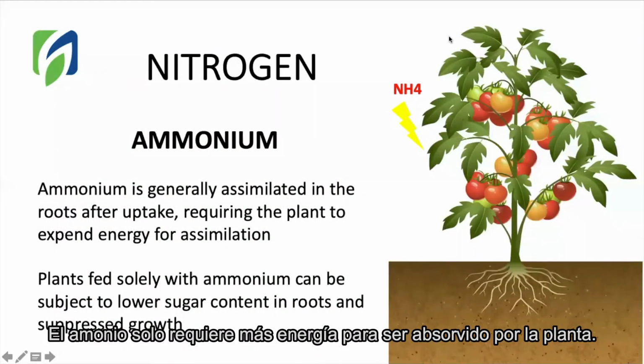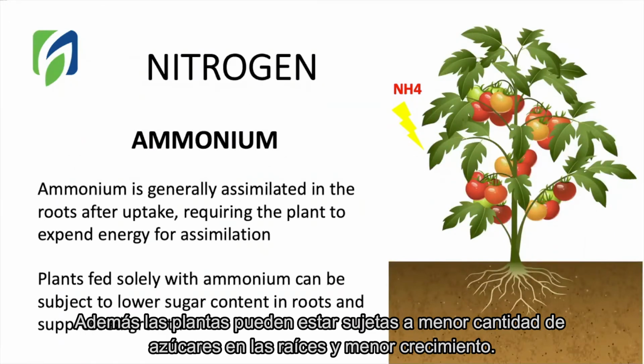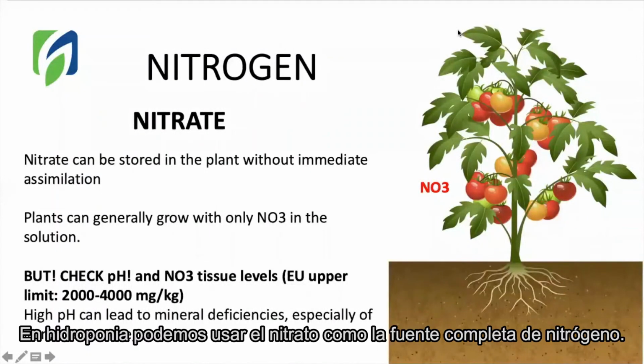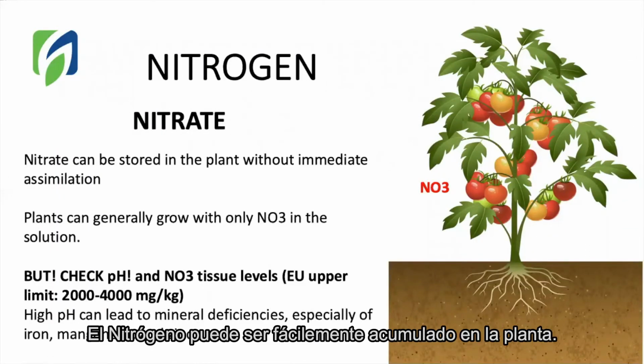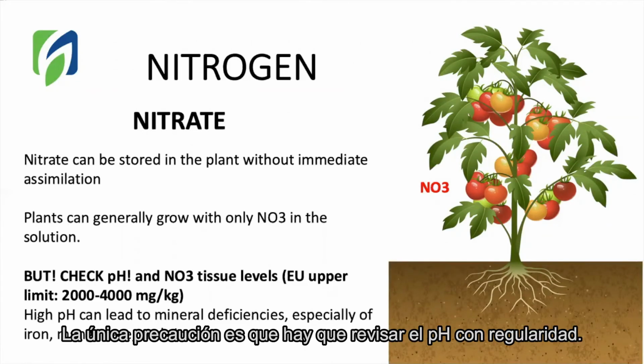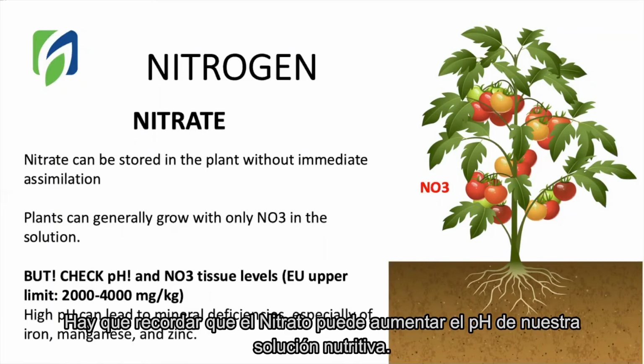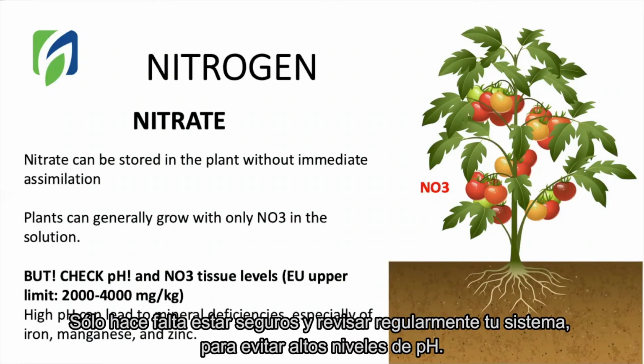Ammonium alone requires more energy to get assimilated by the plant. Also, plants can be subjected to lower sugar content in roots and less growth. In hydroponics, we can use nitrate as the sole source of nitrogen. Nitrate can be easily stored in the plant. The only concern is just to check pH normally. Remember that nitrate can increase the pH of your nutrient solution. So you just need to be sure and check your system regularly to avoid high pH levels.